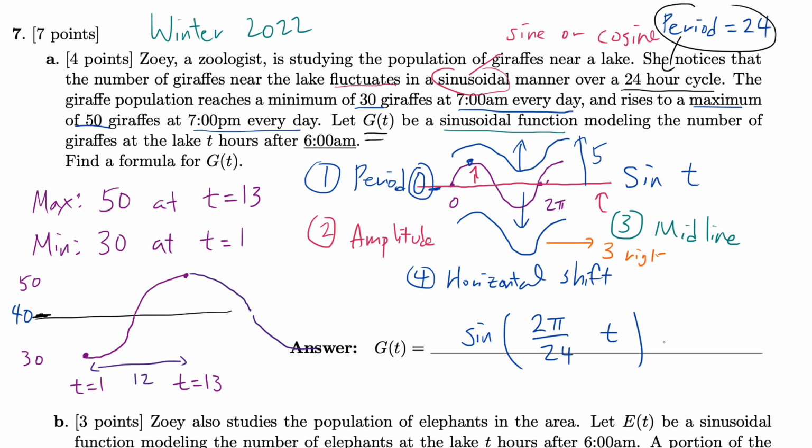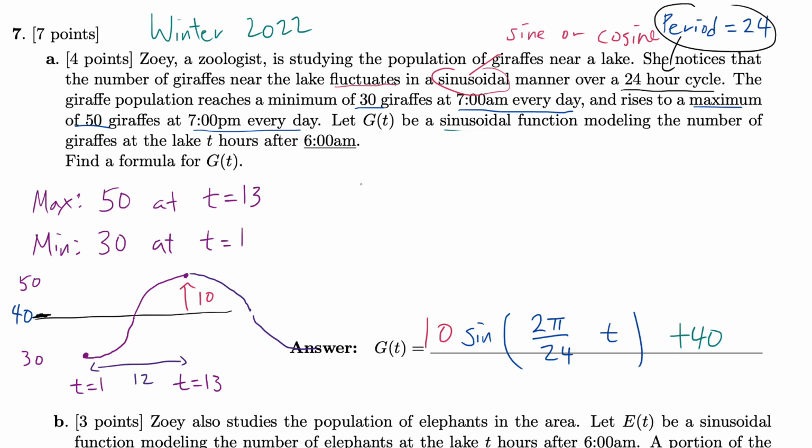So let me actually add that information at the end. So this is plus 40 thanks to the midline. And moreover, this is telling us that the amplitude, which is the distance from midline to maximum, is 10. So we know amplitude is 10, so we have 10 here. The final tricky part is how do you find the horizontal shift?